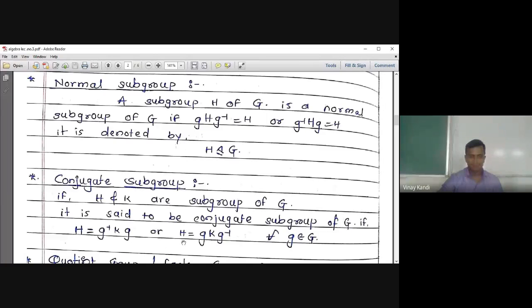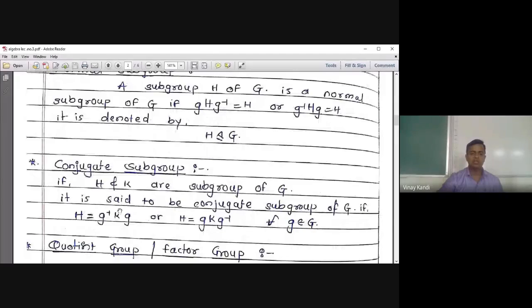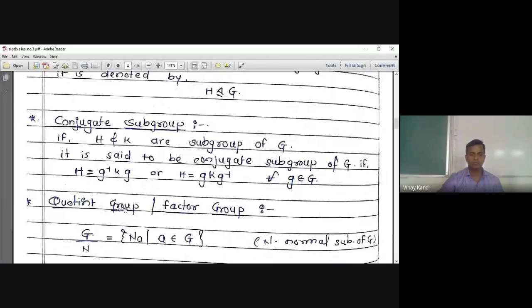Okay, if this condition is satisfied, then we say that H and K are conjugate subgroups of each other. Okay. So the next definition is that of quotient group or factor group. Okay.